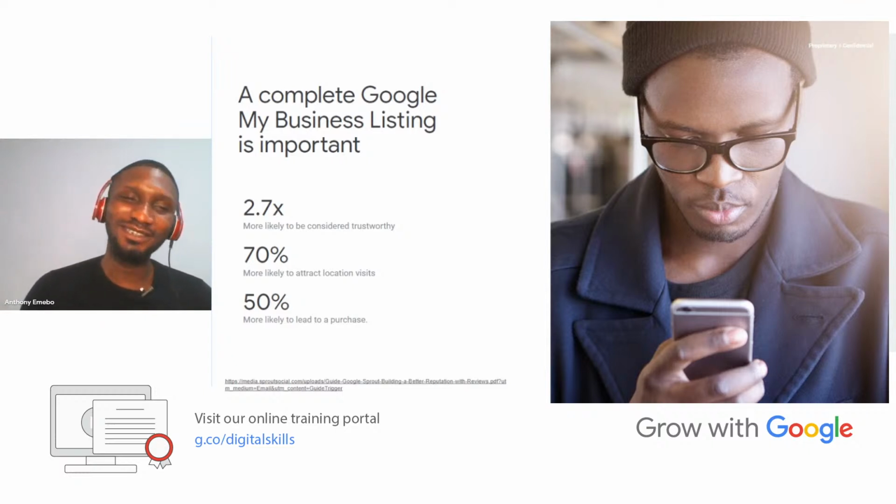Your business is also 70% more likely to attract location visits, and 50% more likely to lead to a purchase when you have a complete listing. People come in, your profile is verified, you have pictures, opening hours, everything is right there. It's 50% more likely to lead to a purchase. Now, these are not statistics we're making up. This is what Google has gone to observe over time.